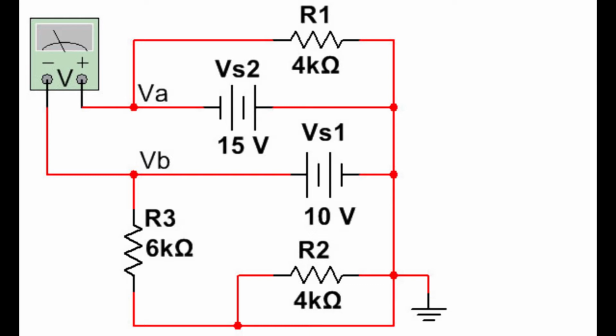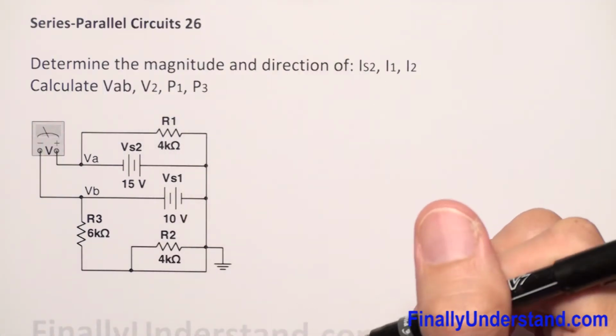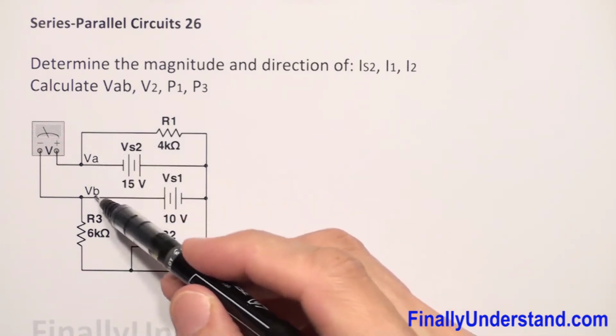Let's take a look at this example. We're supposed to find the following currents and voltages and powers. So where do I want to start? Let's find VA and VB first.